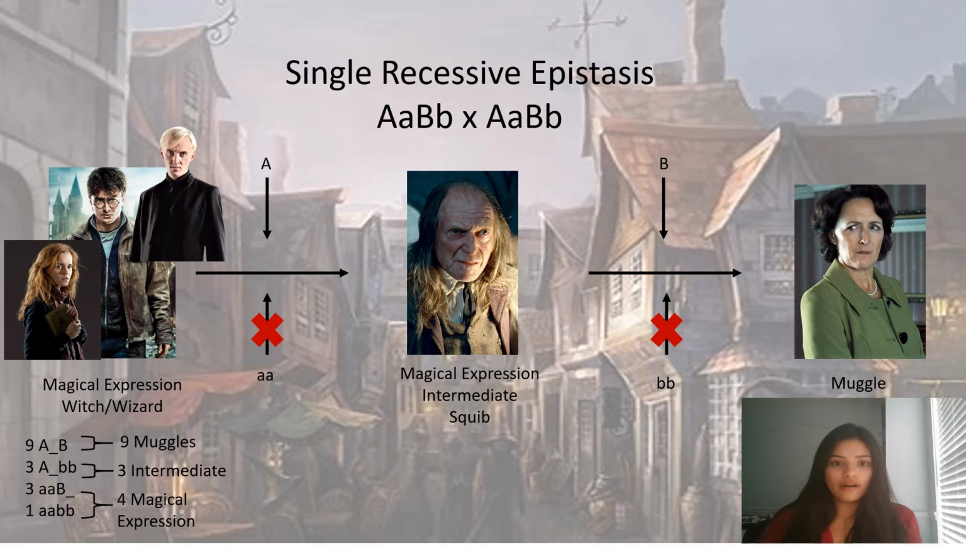So for our first cross, our 9 to 3 to 4, any genotype that has little a will result in magical expression, as you can see on the left. So that is going to be little a, big B, and little a, little b, and those are going to be 4 individuals in our cross. Now, big A, little b will result in a squib, a magical expression intermediate like Filch, so 3 individuals are not going to be able to use their magical abilities. And then big A, big B is going to result in 9 Muggles.